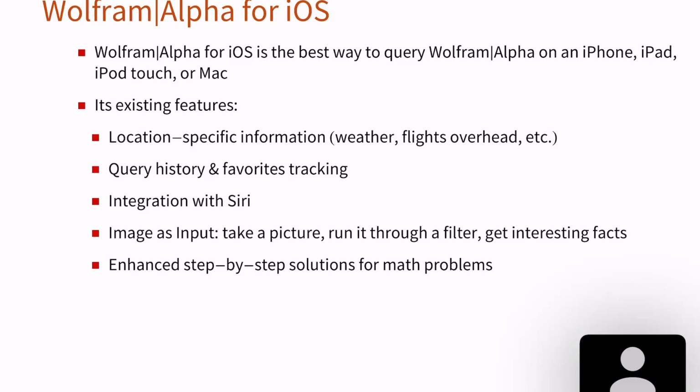It also supports image as input, which allows you to take a picture using your device or using an existing picture and run it through one of Wolfram Alpha's filters. For example, you can make it look like an art painting, or oil painting, or make it monochrome. And you can also get interesting facts about the painting or picture, such as its most dominant color. And it also has enhanced step-by-step solutions for math problems.